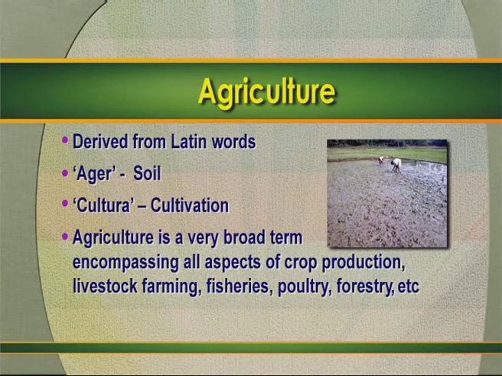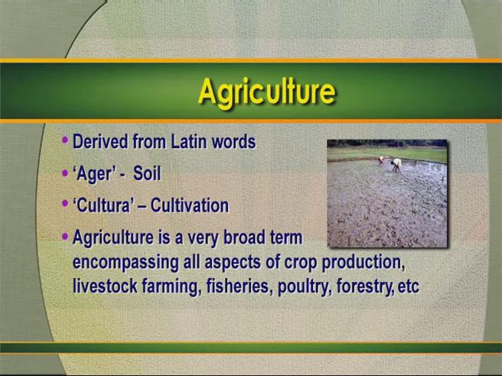Now, let us understand what agriculture is. Agriculture is derived from two Latin words. The first is ager, which means soil. The second word is cultura, which means cultivation. So, agriculture is basically cultivation of soil.